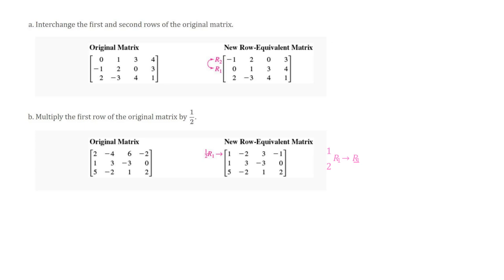Here, for instance, my original matrix row 1 is 2, -4, 6, -2. I can multiply this row by 1/2. The reason why I want to do this is because I want to simplify the numbers. If I multiply by 1/2, I have to multiply this value to all of the elements in the row. So 1/2 times 2 is 1. 1/2 times -4 is -2. 1/2 times 6 is 3. And 1/2 times -2 is -1. This is an example of multiplying a constant term to a row.